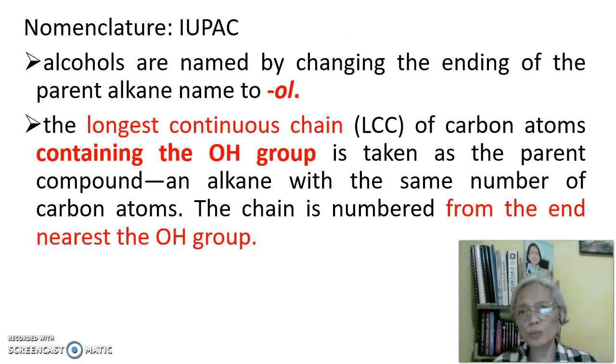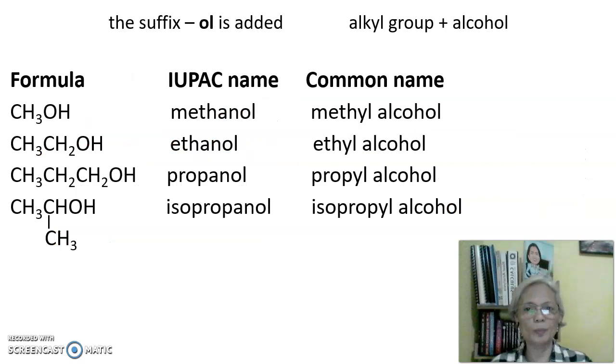Now, the nomenclature or the rules of naming alcohols are also based on the IUPAC, or the International Union of Pure and Applied Chemistry. Based on IUPAC, alcohols are named by changing the ending of the parent alkane name to OL. So, we use the suffix OL. And we also find the longest continuous chain of carbon atoms containing the OH group, and we take that as the parent compound. The chain is numbered from the end nearest the OH group. So we have here the straight chain alcohol.